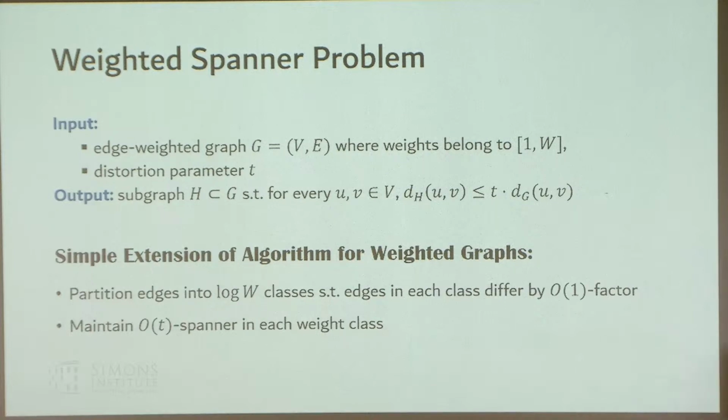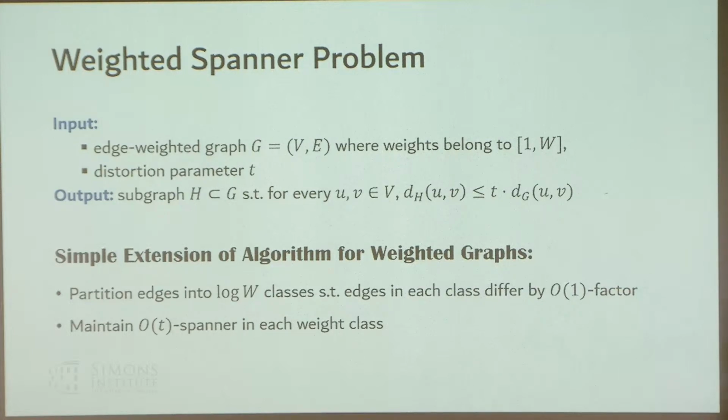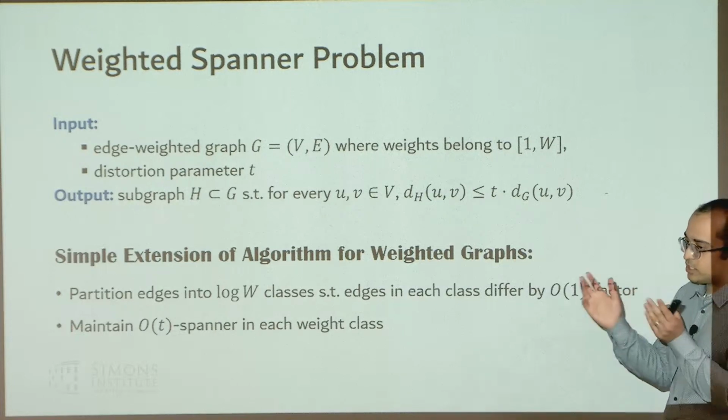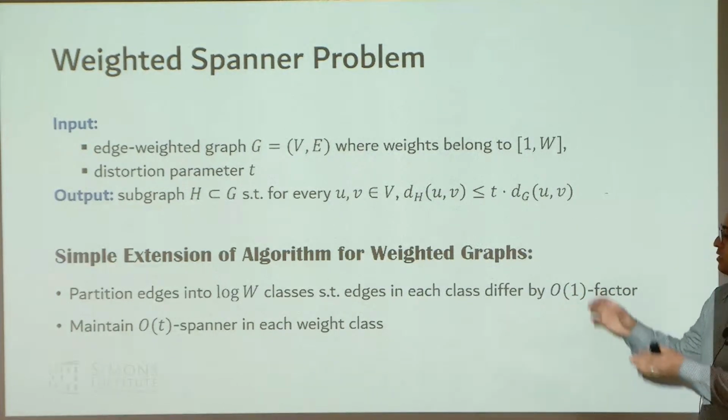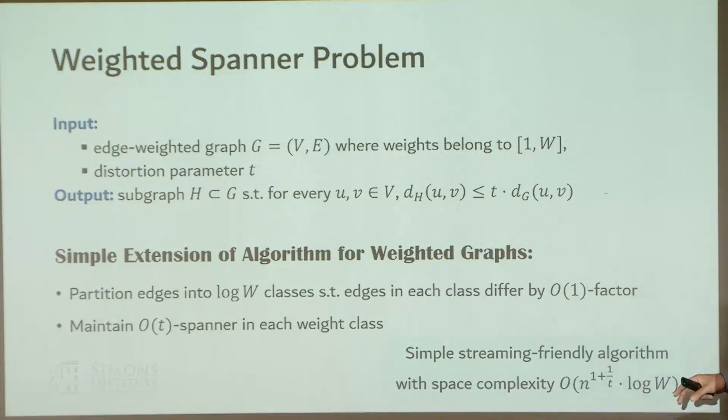And if you want to actually run this greedy algorithm for the weighted case, the order of processing edges matters. You need to order them in increasing order of their weights. So it's not really streaming friendly, but instead you can partition the edges according to the weight into log W classes, and then keep a spanner in each weight class, and then you will get a spanner construction. So that simple technique will give you a somewhat simple streaming-friendly algorithm with a space complexity now of order n to the 1 plus 1 over T times log W. And now, as I mentioned, we would like to get rid of this log W and have only dependence on log N.